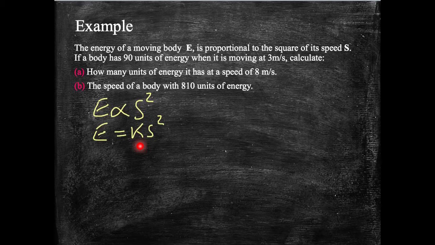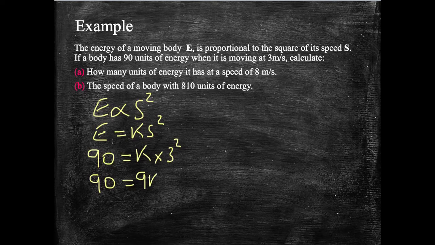Let's see if we can use the numbers in the question to work out k. It says if a body has 90 units of energy, so E is 90, when it is moving at 3 meters per second. So s is 3, that's our speed, so multiplied by 3 squared. 90 equals 9k, so k must be 10. So we now know that our constant of proportionality is 10.